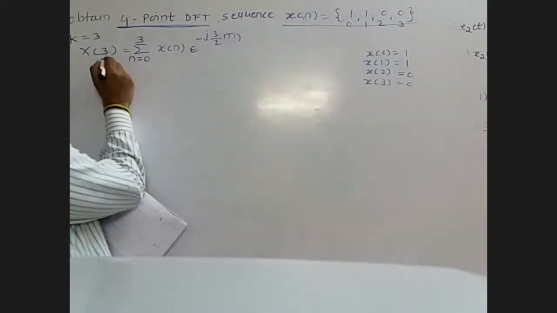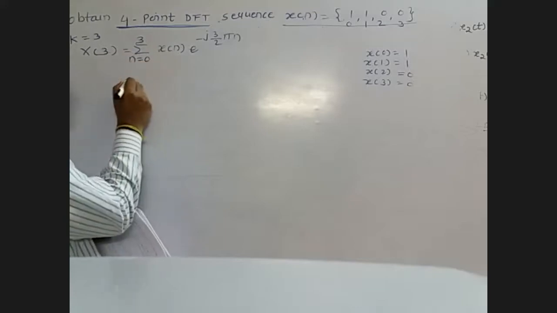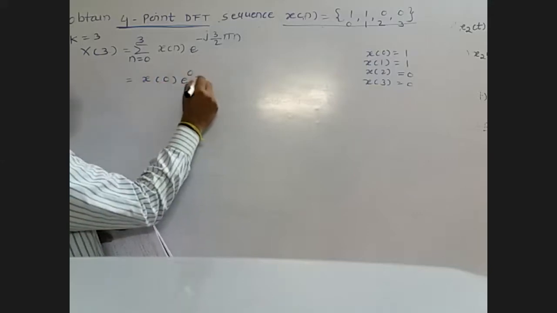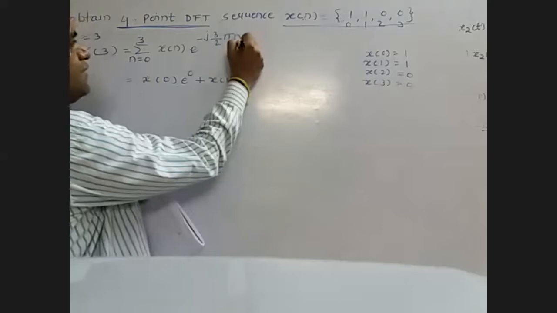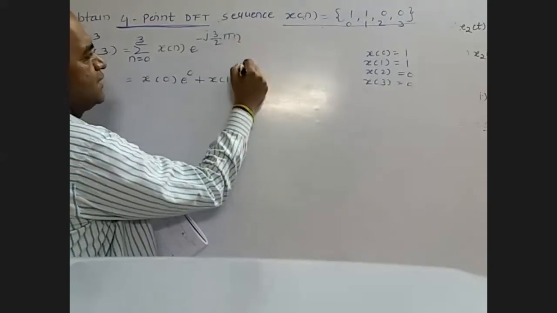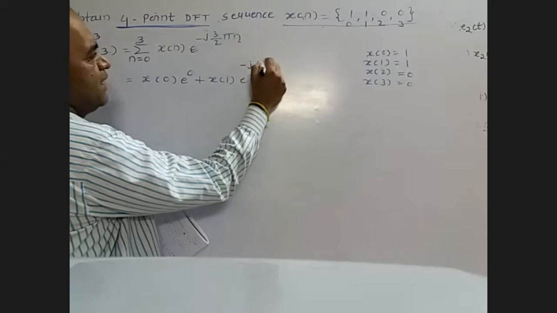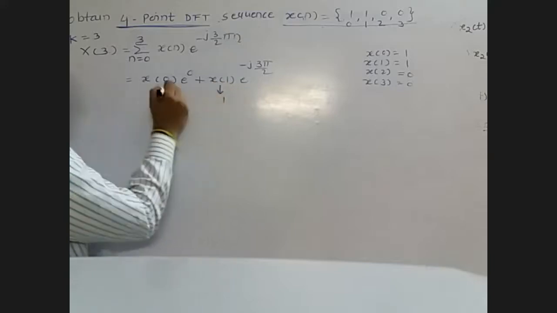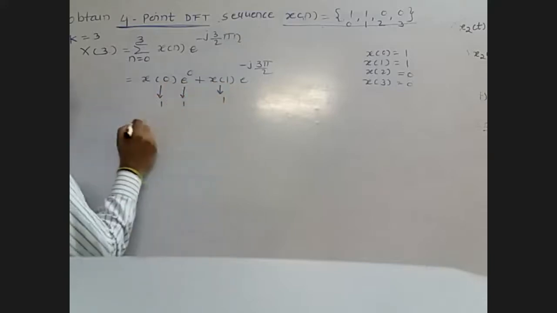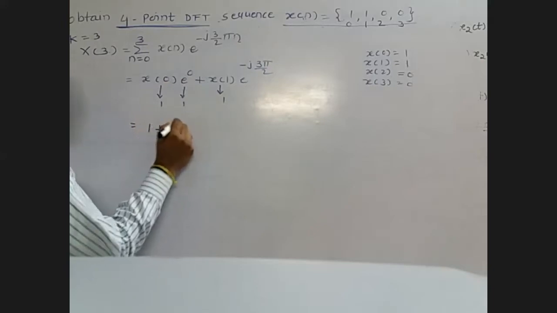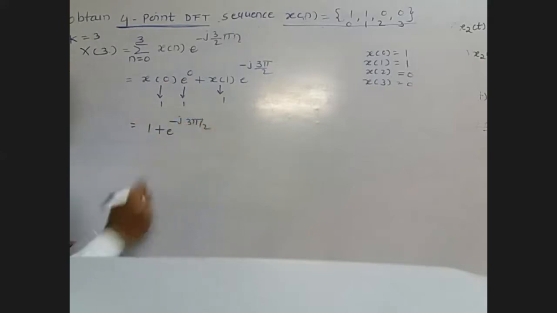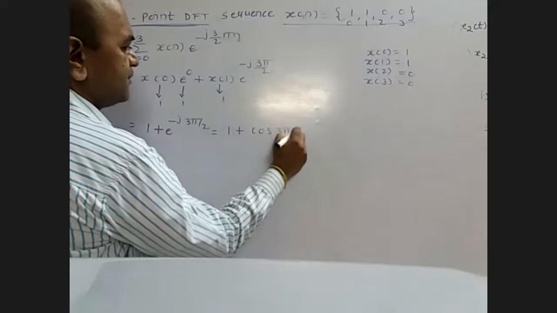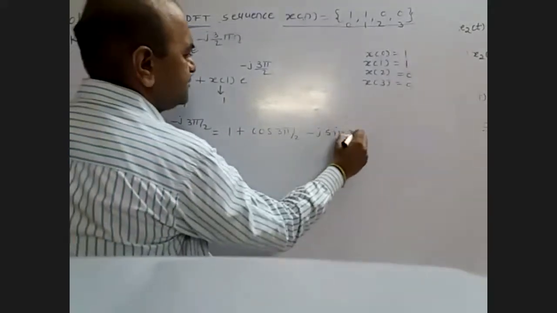I am putting the value of n equal to 0 to 3. I solve this expression: x of 0 e raised to 0 plus x of 1 e raised to, now the value of n is 1, so I will get minus j 3 pi by 2. Here all these values will be 1, so you will get 1 plus e raised to minus j 3 pi by 2. Now we solve this expression, 1 plus cos 3 pi by 2 minus j sine 3 pi by 2.